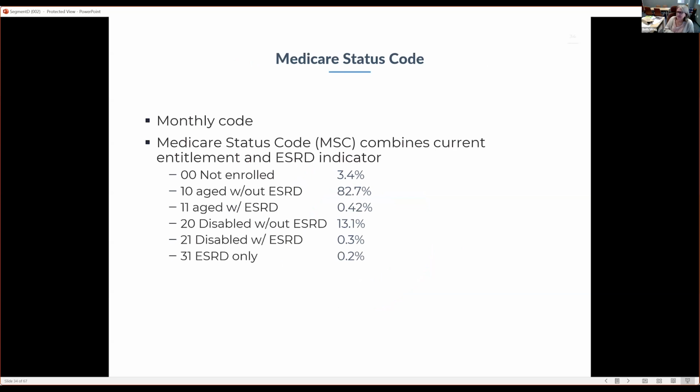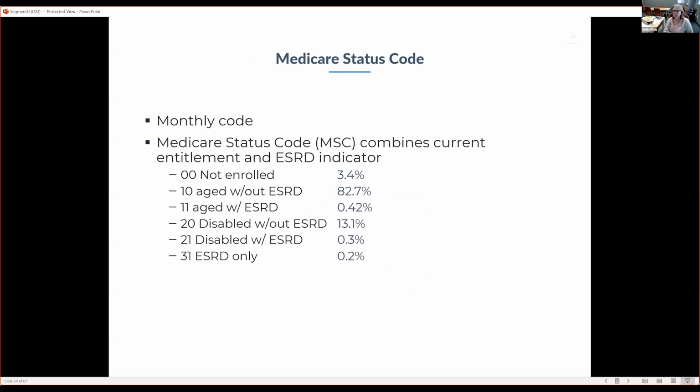The Medicare status code is a different way of doing things, and it's a monthly code. It covers on a monthly basis whether somebody wasn't enrolled, was aged without end-stage renal disease, with end-stage renal disease, disabled with or without end-stage renal disease, and end-stage renal disease only. So I want to point out that one of the important pieces of this code is actually the not enrolled, the 00.